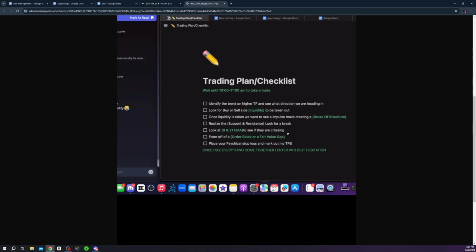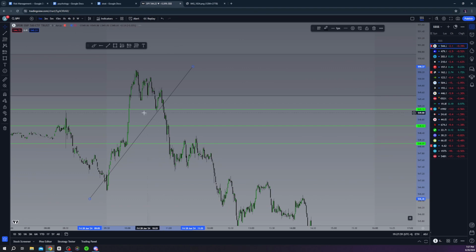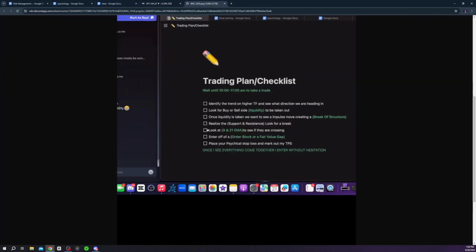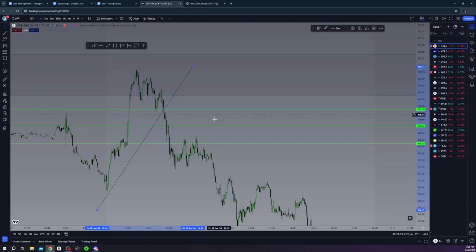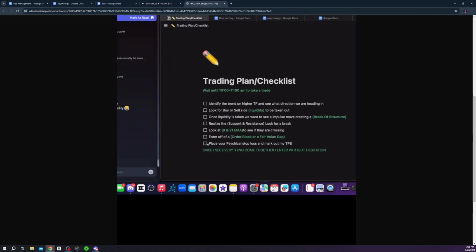Once we see the break of structure, realize if the support and resistance is breaking. Is the support and resistance breaking? Support, support, support, support, support. Boom, break. It broke. Then we look for the 9 and the 21 EMA to cross. I'll go over that after this. Once the EMAs are crossing, you look for your fair value gap. Oh, retrace to a fair value gap right here. Downtrend.